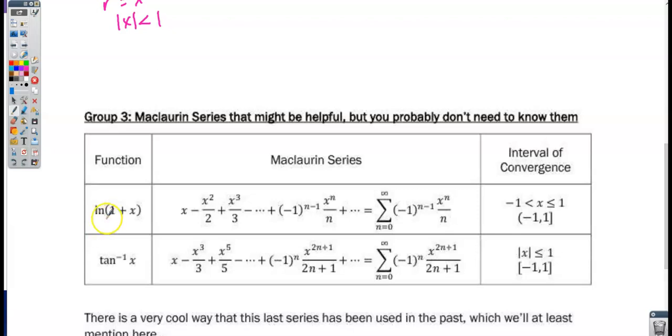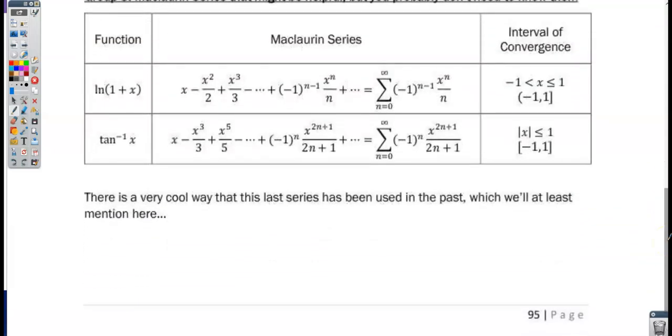We've got the Maclaurin series for the function natural log of quantity 1 plus x, which looks like that, and has an interval of convergence from -1 to 1, including the endpoint at 1. And then we've got the series for the arctangent of x, and its interval of convergence is from -1 to 1, including both of the endpoints. So those are two more series that are helpful to know, can be fairly commonly used, but they're not ones that generally we're going to expect you to know for this class. All right.